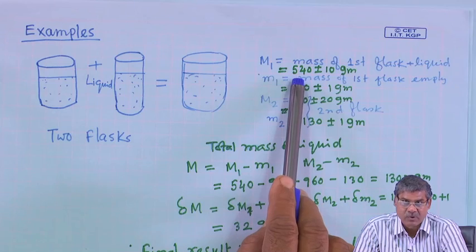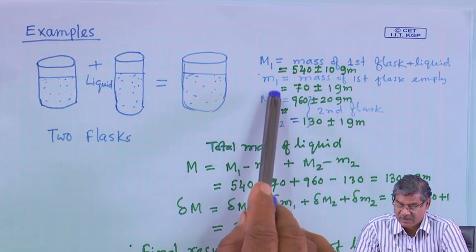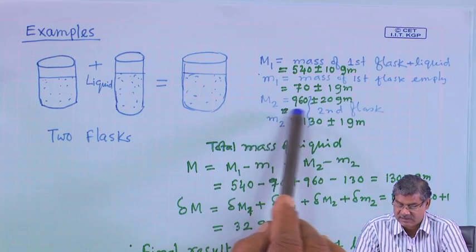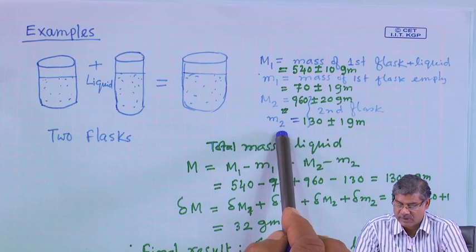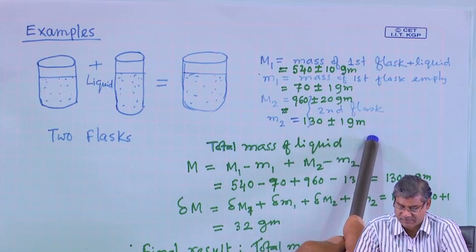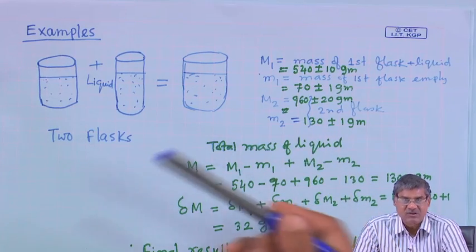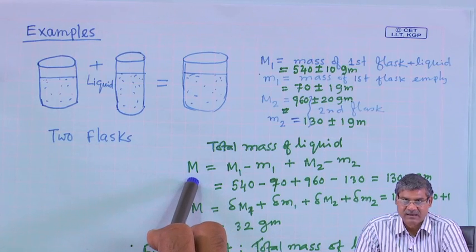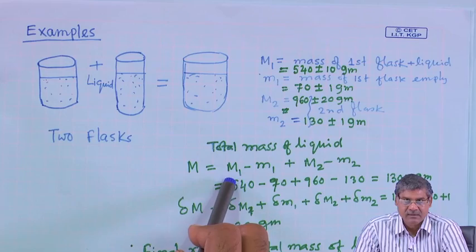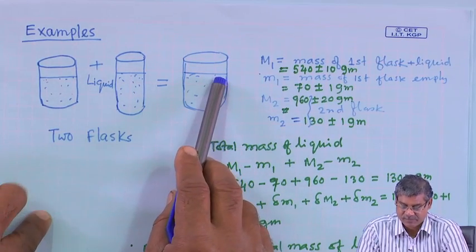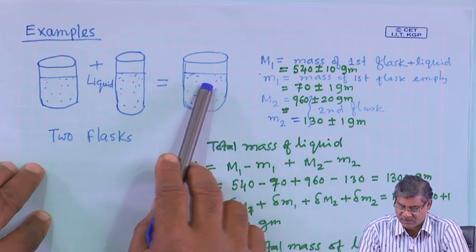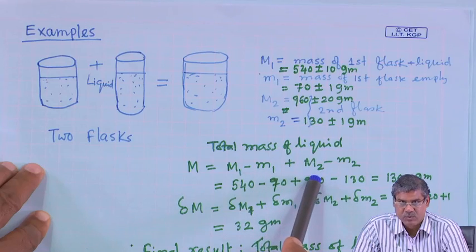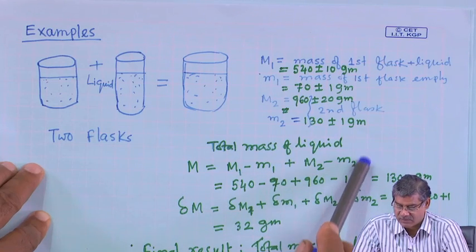Say capital M1 is 540 plus minus 10 gram, small m1 is 70 plus minus 1 gram, capital M2 is 960 plus minus 20 gram, and small m2 is 130 plus minus 1 gram. Now, what is the total mass of liquid that we want to find out? The total mass of liquid M is M1 minus small m1, that is the first liquid mass, plus M2 minus small m2, the mass of the second liquid.